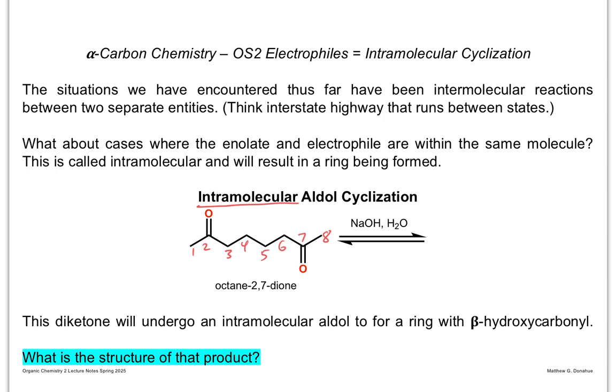And since we're under conditions where we're using a weak base, we get this equilibrium setup that's ultimately going to form the more stable enolate. So that means we're going to either deprotonate from carbon 3 or carbon 6. So that generates the more substituted enolate that will then attack the carbonyl that's hanging out down the chain.